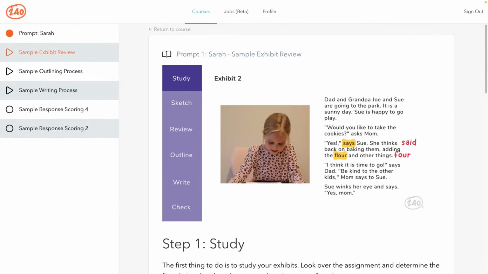"It is time to go," said Dad. "Be king." This time she did not recognize the sight word kind.